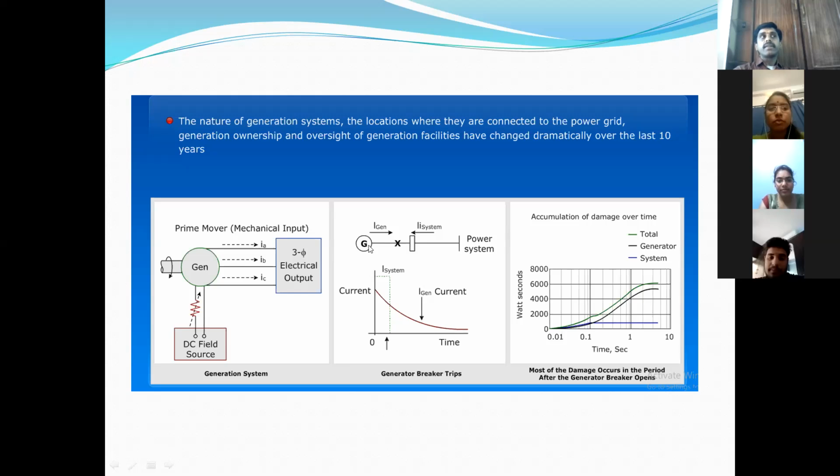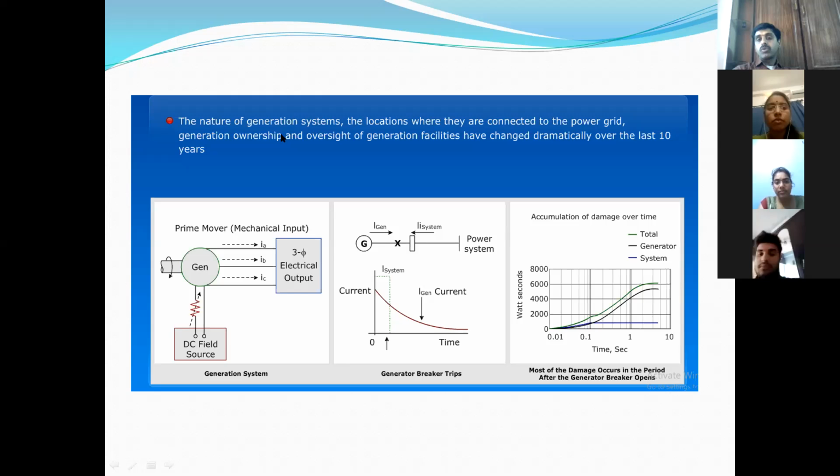Here you see the generator is connected to the power system through a circuit breaker. Whenever the generator breaker trips suddenly, what happens? The current in the generator decreases slowly within a time span. Here we can observe in this graph. This is the total accumulation of the damage over a time.